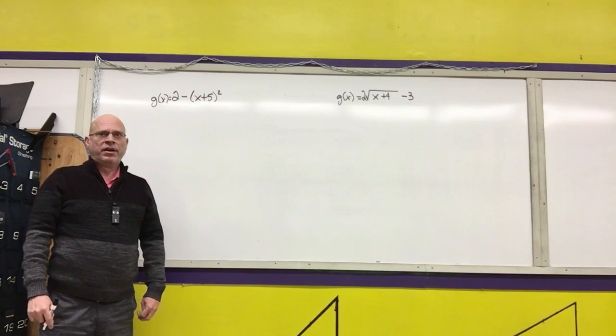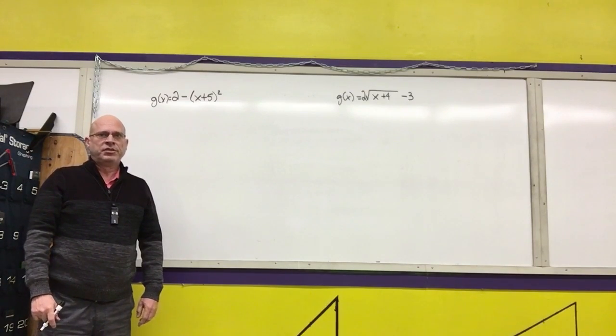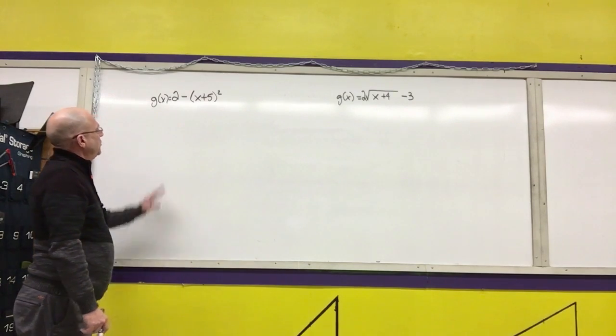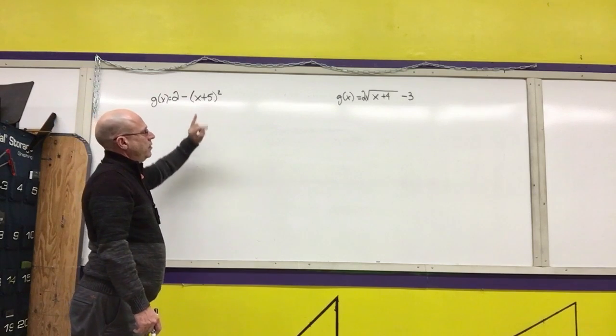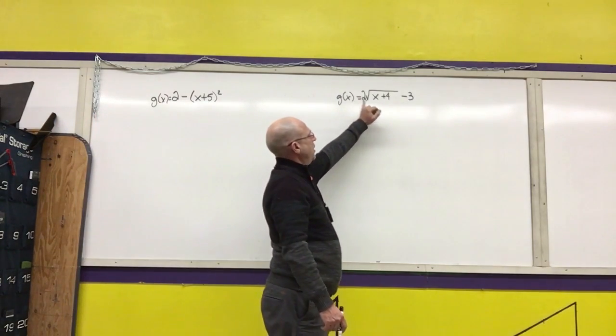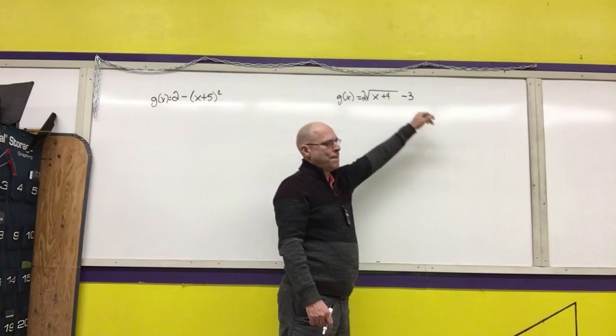Next, I'm going to give you a couple more examples of sketching graphs using transformations. I have two functions. The first one is 2 minus x plus 5 quantity squared. The second one is 2 times the square root of x plus 4 minus 3.